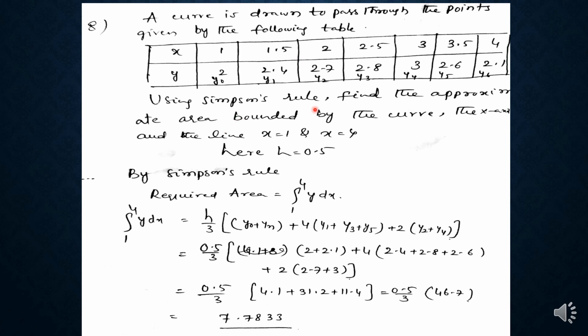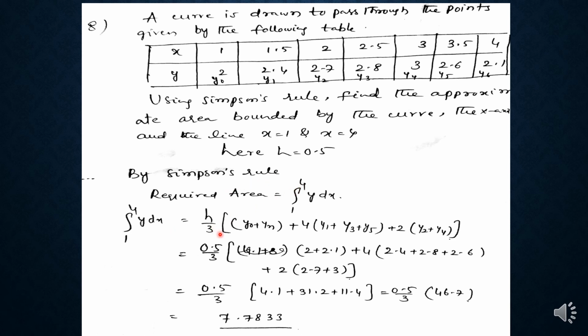By using Simpson's rule, find the approximate area bounded by the curve, the x-axis, and the lines x equal to 1 and x equal to 4. We know that the area formula is the integral from a to b of y dx. That is, here the required area is the integral from 1 to 4 of y dx. Here y is nothing but f of x.